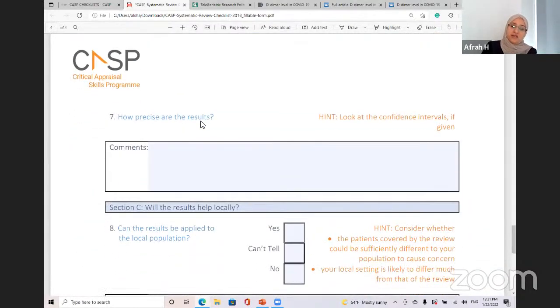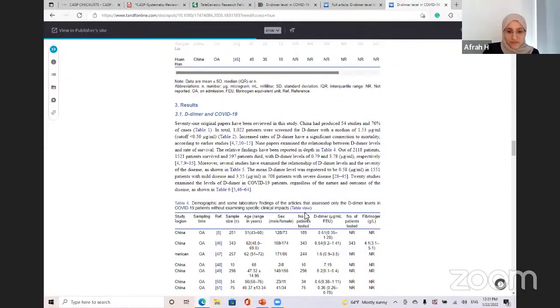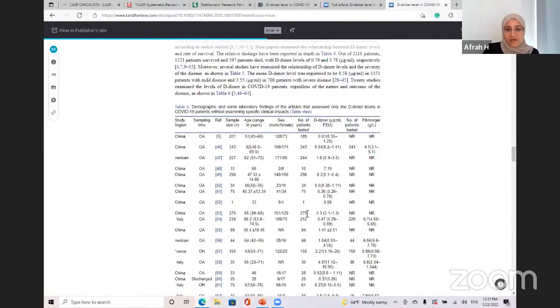How precise are the results? In case of precision, we look at confidence intervals. I didn't find a confidence interval in this study, and they didn't report a significant p-value for each variable.